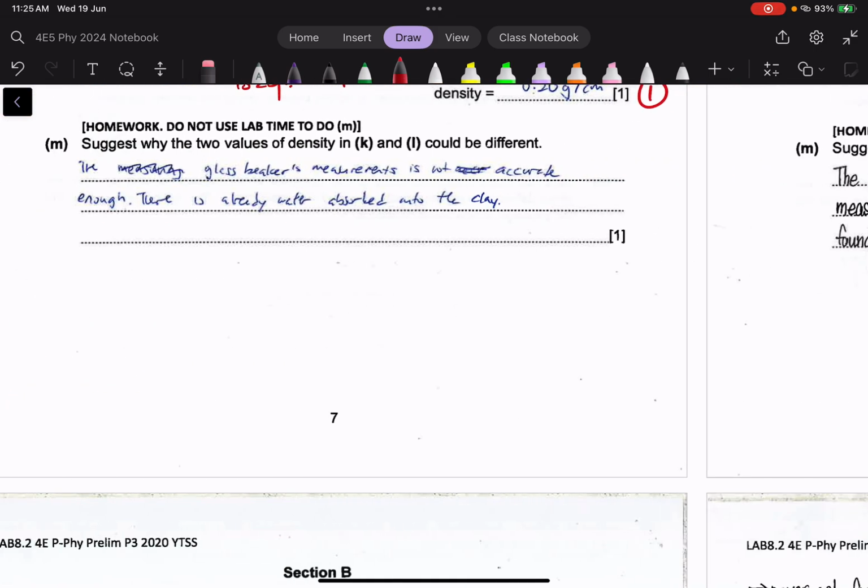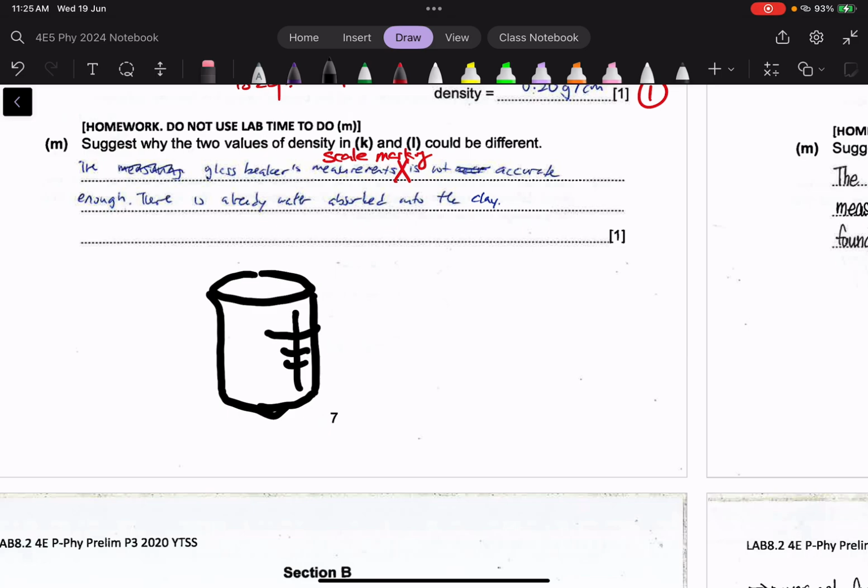Okay, this one, the glass beaker, not measurement, the glass beaker's scale marking. Okay, what is scale marking? You got your beaker, then your beaker has this thing that tells you this is like 100 or this one like 0, right? This thing is called your scale marking. It's not accurate, unfortunately. It's not precise, right? Or you can say, if you don't want to use the word precise because it's too cheap, you can say that the scale markings are far apart.